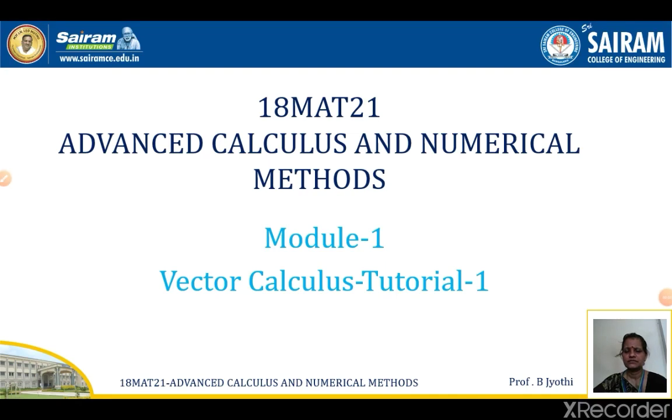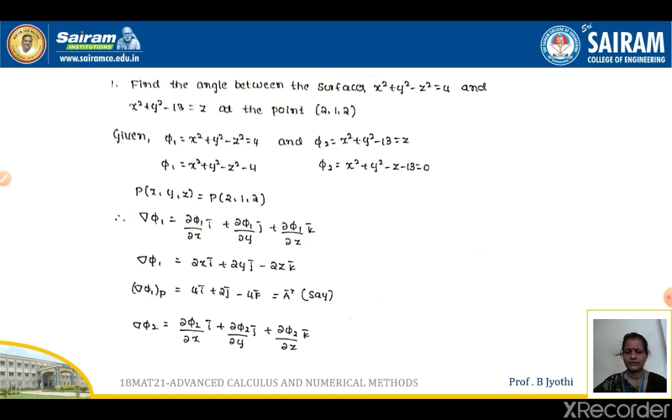Today we are going to discuss some more problems, that is a tutorial on different vector calculus. First problem: find the angle between the surfaces x square plus y square minus z square is equal to 4 and x square plus y square minus 13 is equal to z at the point 2, 1, 2.